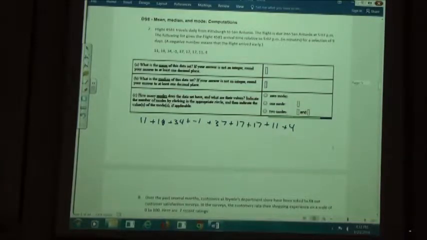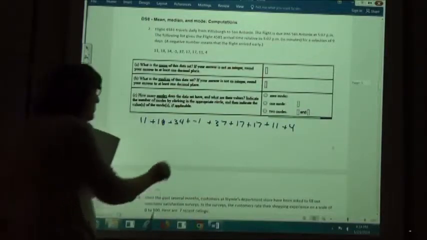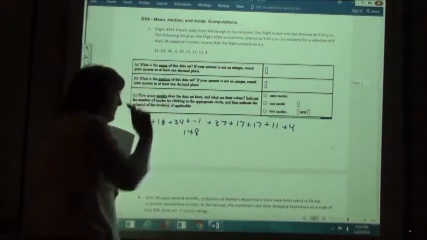Did I write down my number? What did you get for your total? 247? That is not what I got for my number. Am I doing the right one? 148? That's what I got. I got 148 when I added them up. 148 is what you should get for your total.